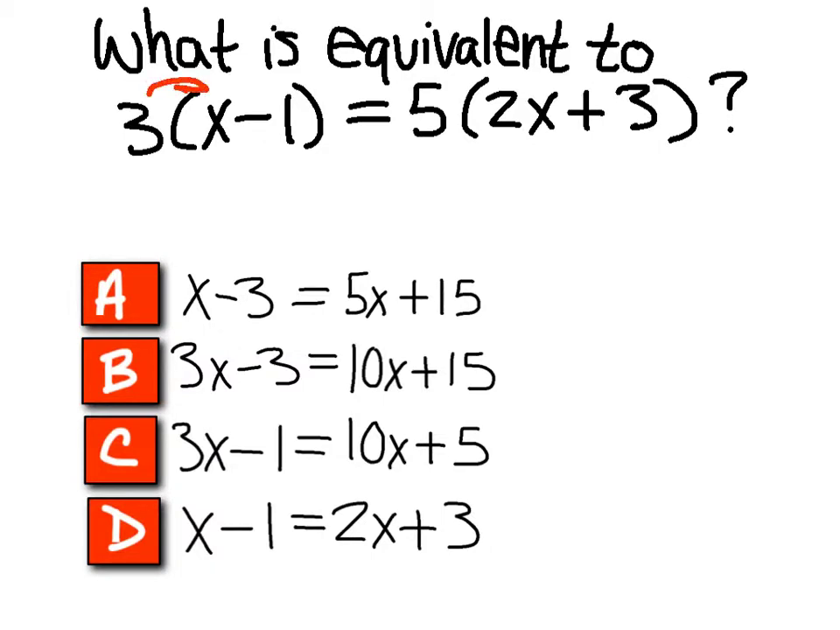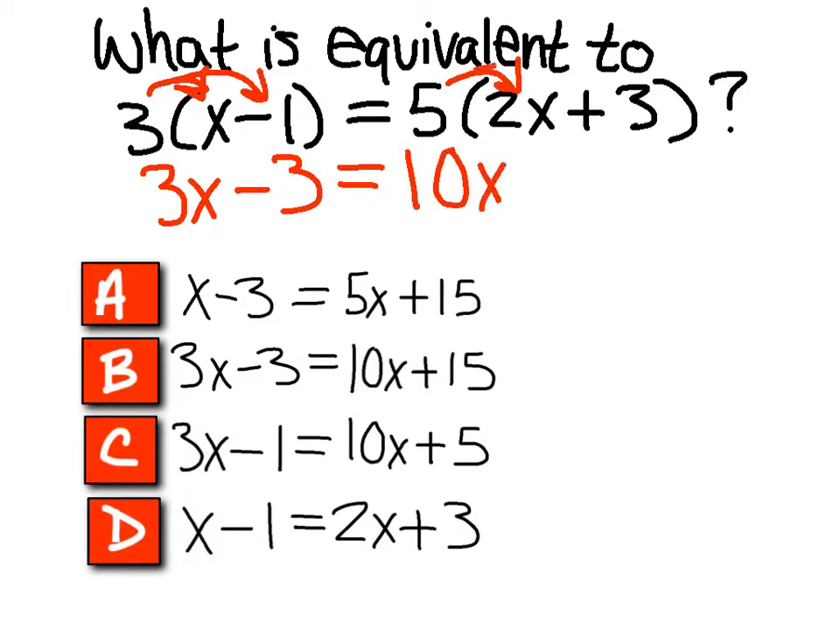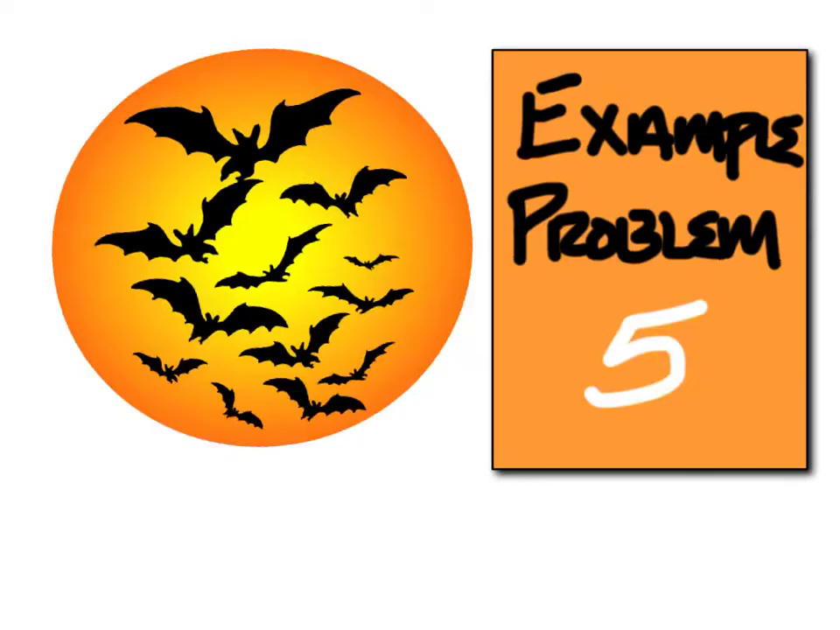Alright, what we're going to do here is distribute. So we do 3 times x is 3x. 3 times negative 1 will give us a minus 3. On the right side, 5 times 2x is 10x. And 5 times a positive 3 will give us a positive 15. So our answer should be B.